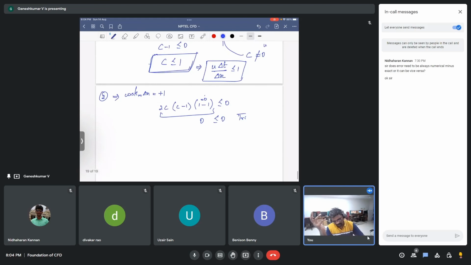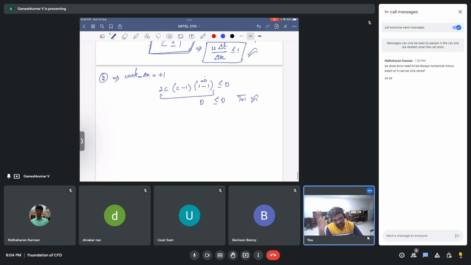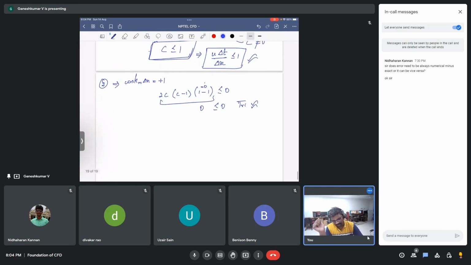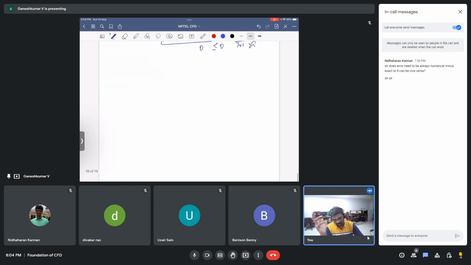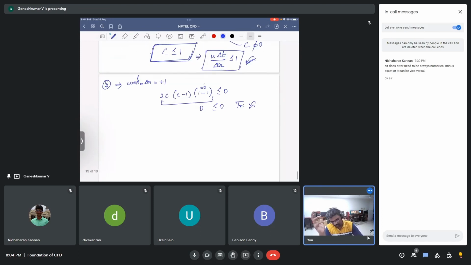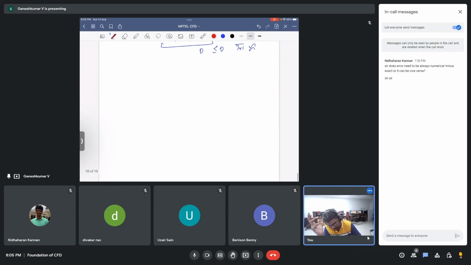So if you are able to satisfy this ultimate extreme condition, which is already satisfied, your scheme is going to be stable. That's what we arrive at as the result. So u delta t by delta x should be less than or equal to 1, or c should be less than or equal to 1. Both are the same.